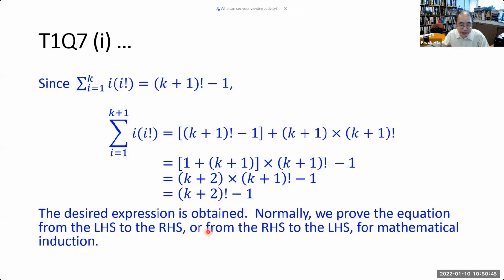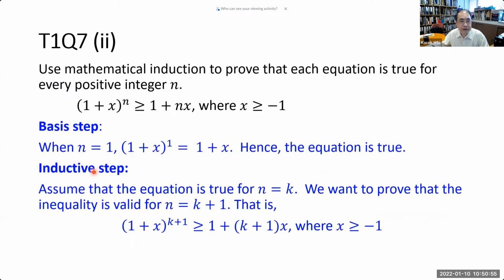So the remark here is you can go from the left to the right, or from the right to the left, up to you. But try not to mix them. For the next one, part 2, is another one, an inequality. So you have to search for the smallest value of n, which is 1. Then you say that the left-hand side and the right-hand side are equal. So it's still correct. So we conclude that the equation is true.